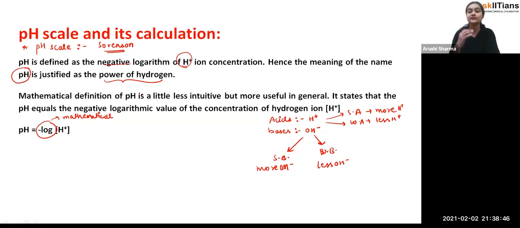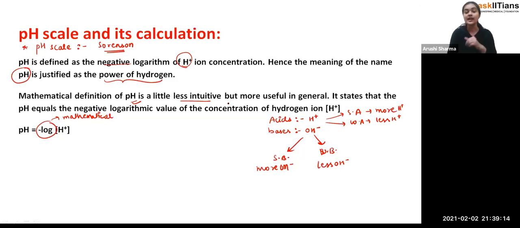If the power of hydrogen is less, then we can say it will be a weaker acid. But how it is affecting the pH, we'll see that. Okay, so don't worry about it. The mathematical definition of pH is a little less intuitive but more useful in general. It states that pH equals the negative logarithm of the concentration of hydrogen ion. See, student, this equation is pH equals minus logarithm of the H ion.